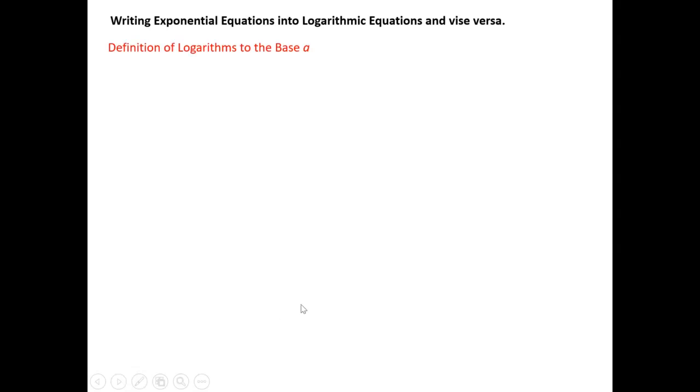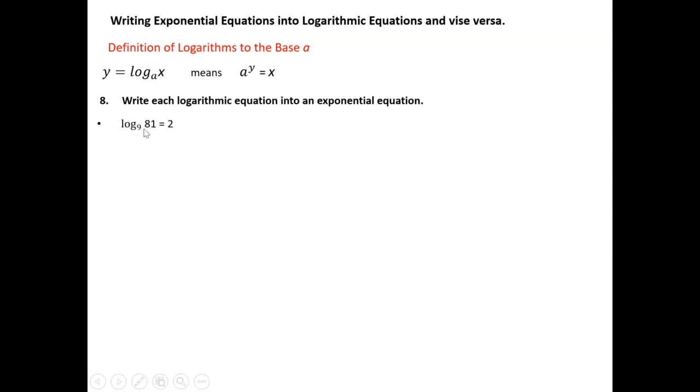Now, this is called writing exponential equations as logarithmic equations and vice versa. I believe I went over this topic about 2 weeks ago. But anyway, if you have y equals log base a of x, it means a to the y power equals x. The one on the left is called logarithmic form. The one on the right is called exponential form. So you have to go back and forth. This is useful when you're graphing a log function, because you have to convert it to exponential form. But for now, let's do number 8. Write each logarithmic equation as an exponential equation.